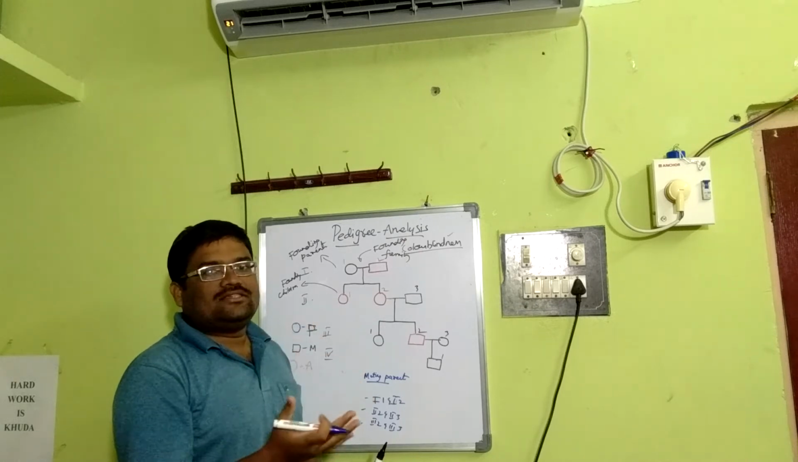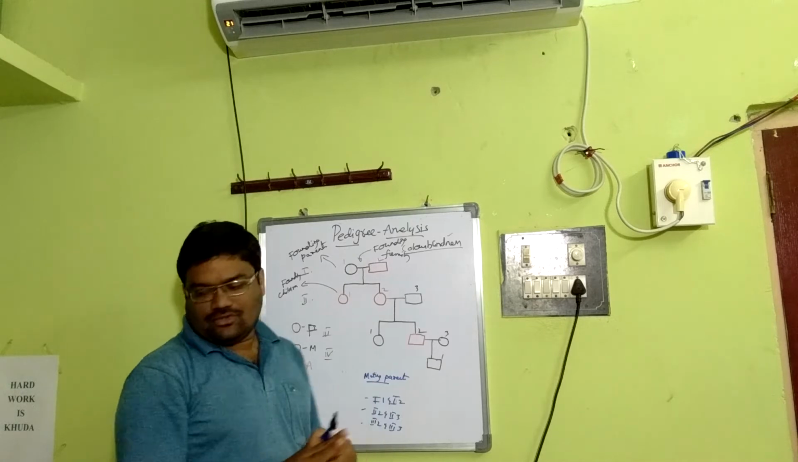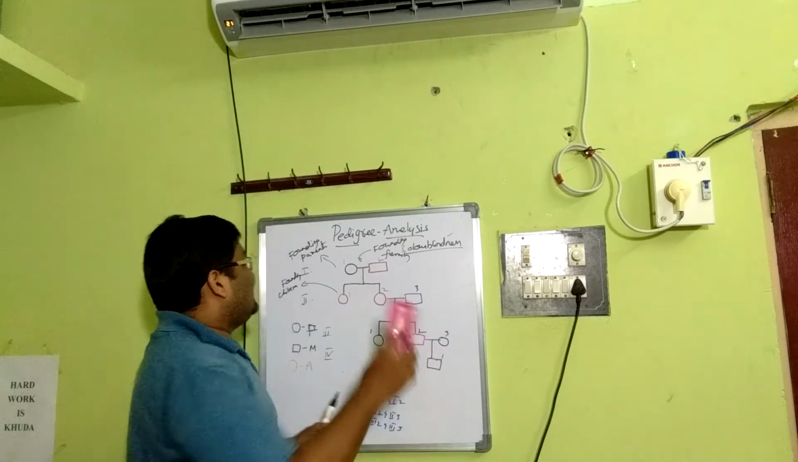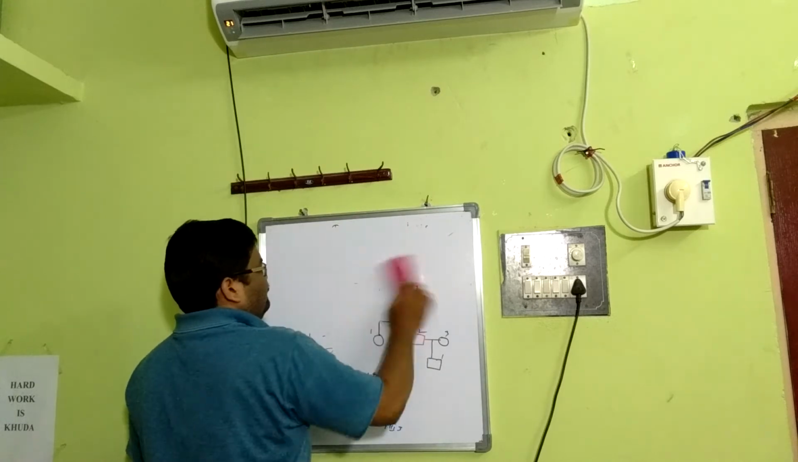That covers the basics: members and children, and the founding generation. Then there are certain key assumptions that we have to learn in analyzing the pedigree chart.